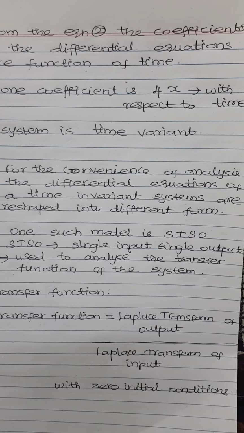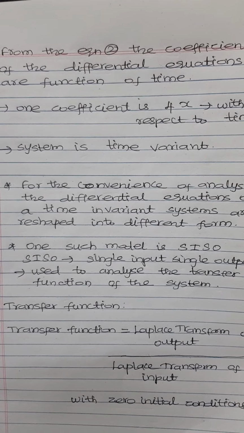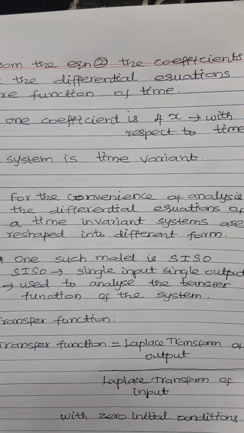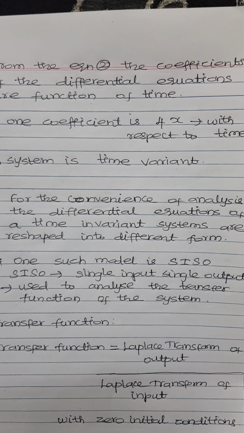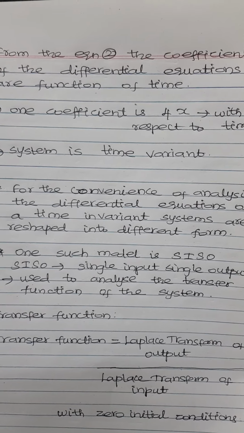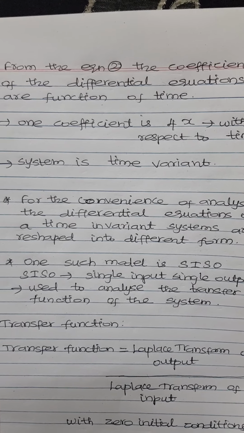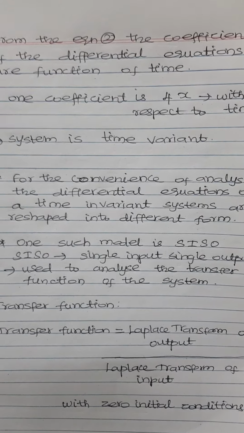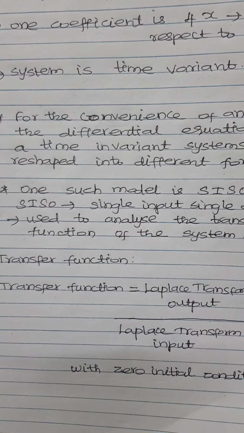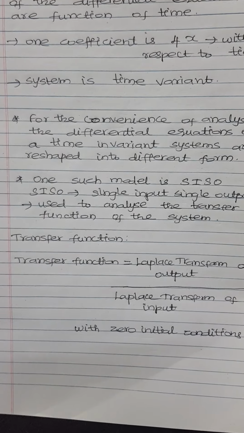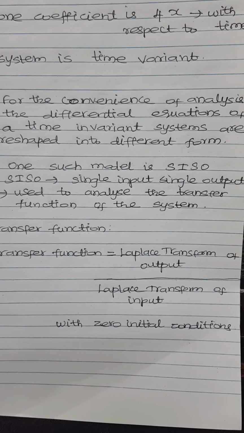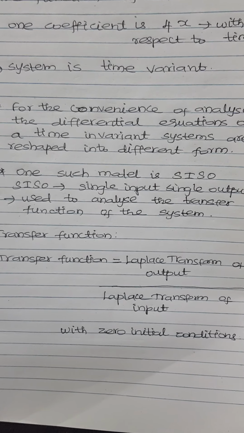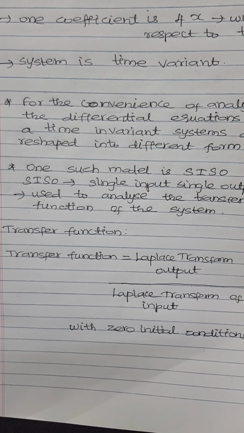Next, for the convenience of analysis, all the differential equations are reshaped into different forms. The important form is the single input, single output system. From this we can find the transfer function of the system. SISO is used to analyze the transfer function and output of the system. The definition of transfer function is the Laplace transform of output by the Laplace transform of input with zero initial conditions, from the starting value, zero.